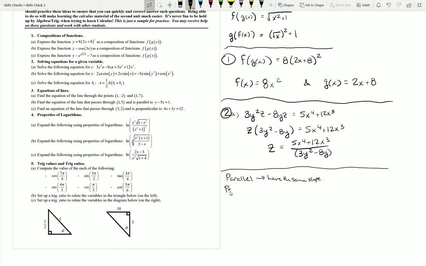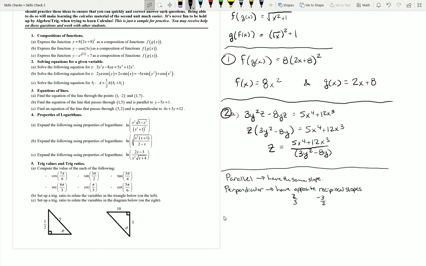and perpendicular lines ultimately have what we would commonly call opposite reciprocal slopes. That is, if one line had a slope of 2/3, the other would have a slope of -3/2. So I kind of take that fraction and I flip it. So this is the idea of these sorts of lines.